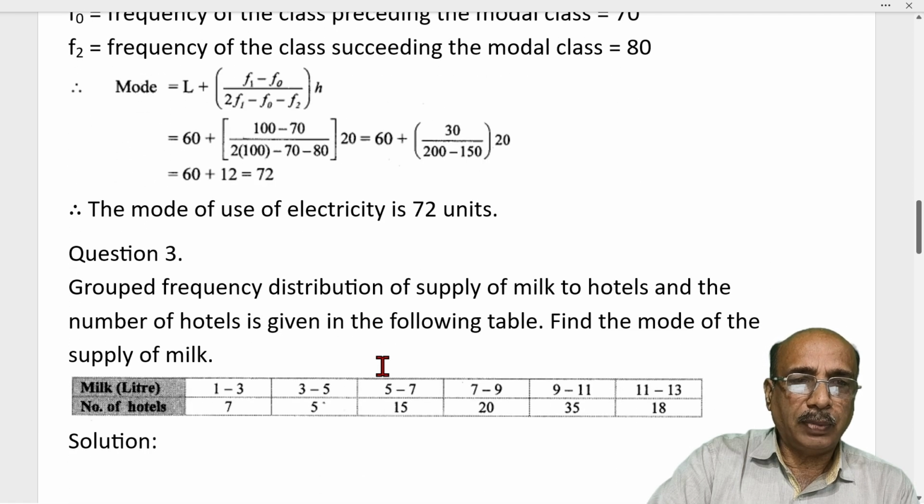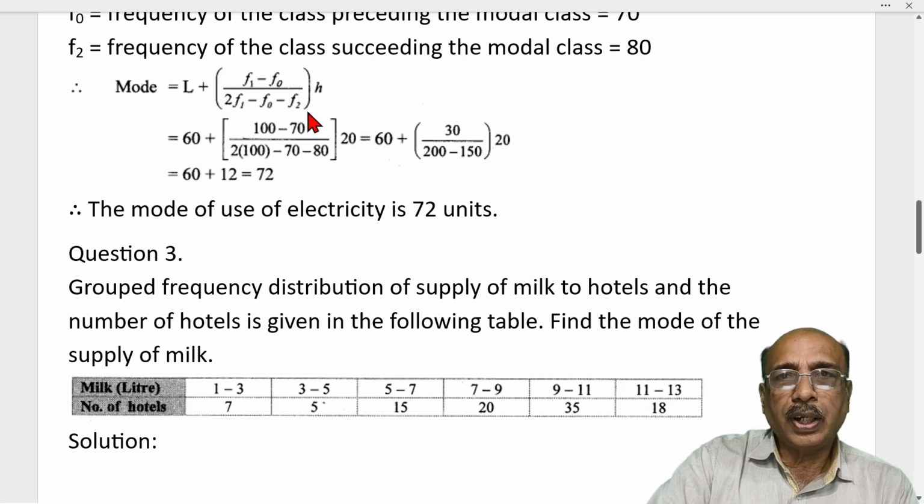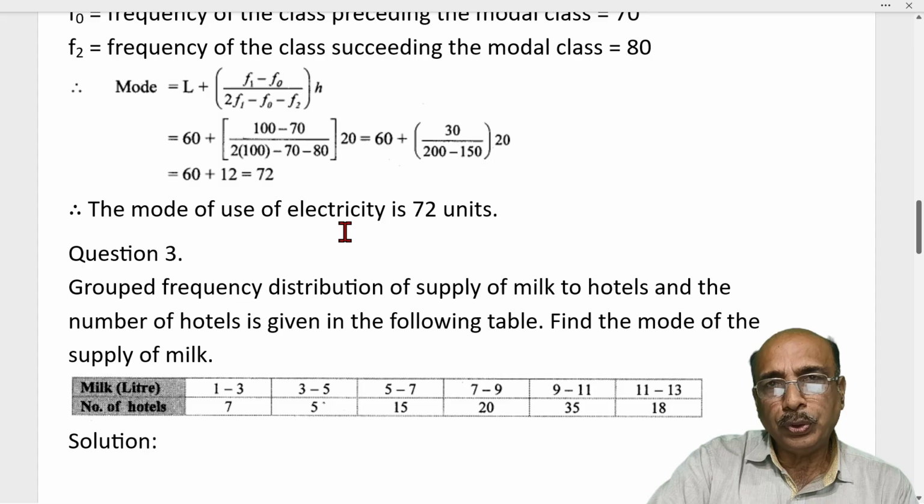Again the formula remains the same. Mode equals L plus, in bracket, F1 minus F0 upon twice F1 minus F0 minus F2, bracket close, into H. Substitute the values and calculate. You will get mode equals 72. So the mode of use of electricity is 72 units. Don't forget to write the units for every answer.